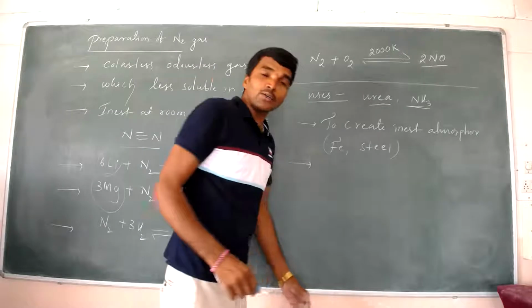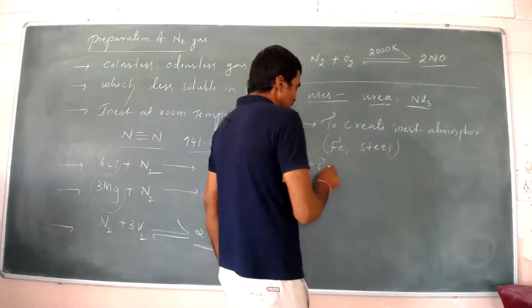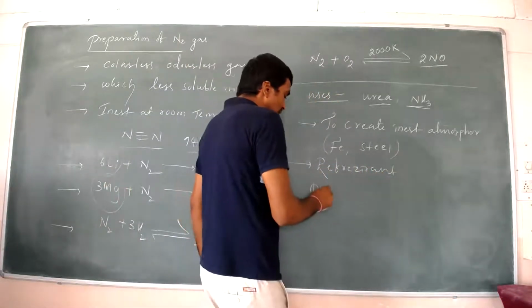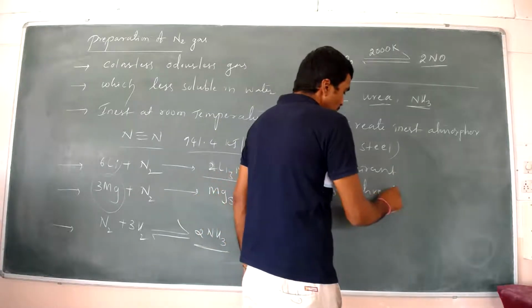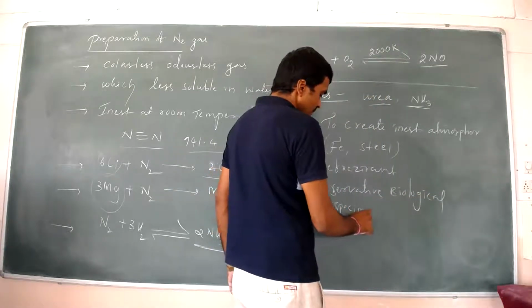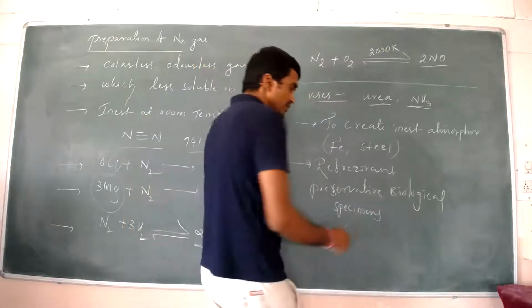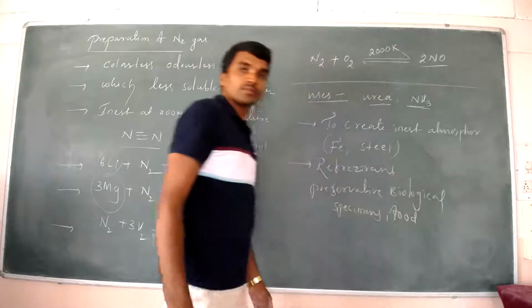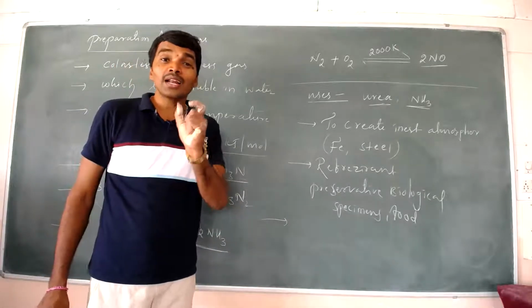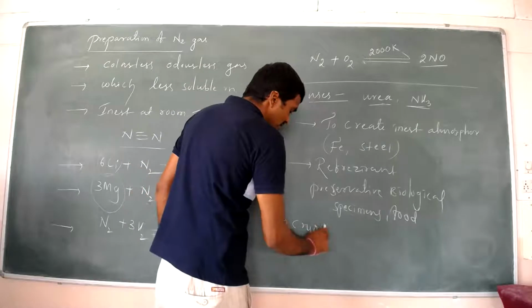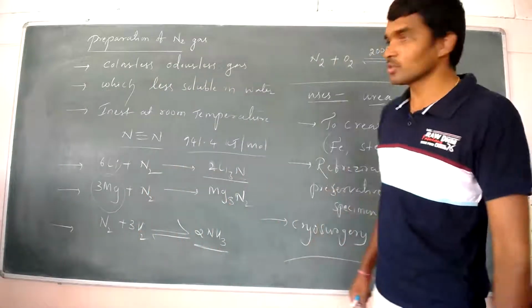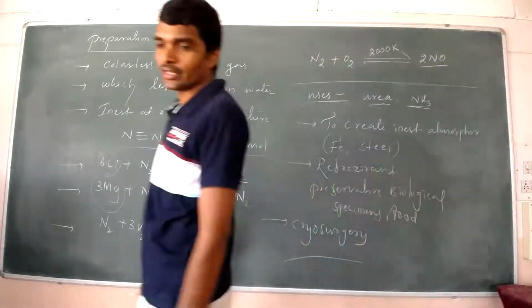Dinitrogen is used as a refrigerant to preserve biological specimens as well as food. And a very important point: dinitrogen is used in cryosurgery. This is a very, very important point. So these are some uses of dinitrogen.